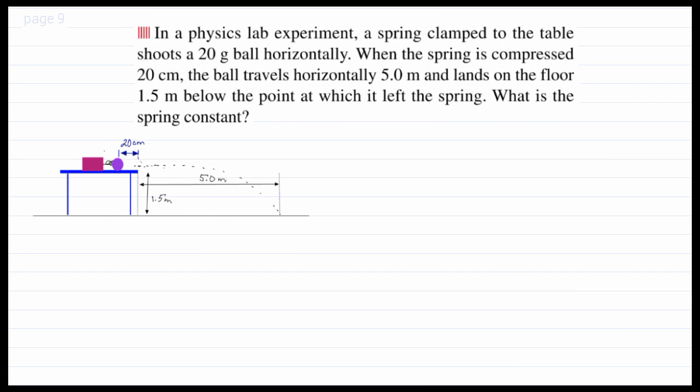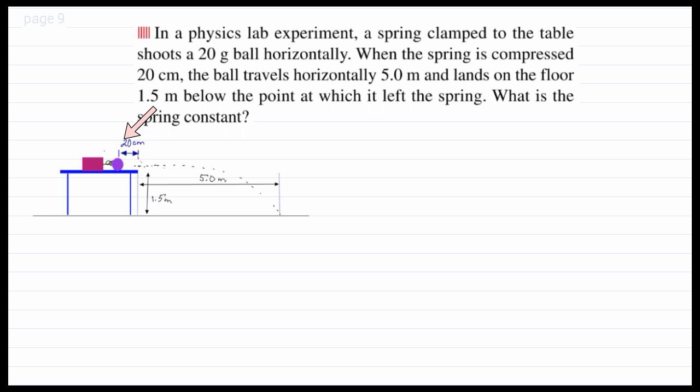This is a conservation of energy example, and we're going to work through this so we can see how you can use conservation of energy to solve a problem. So we have a spring clamped to a table, and at the end of the spring is a ball of mass 20 kilograms, and the spring is compressed 20 centimeters.